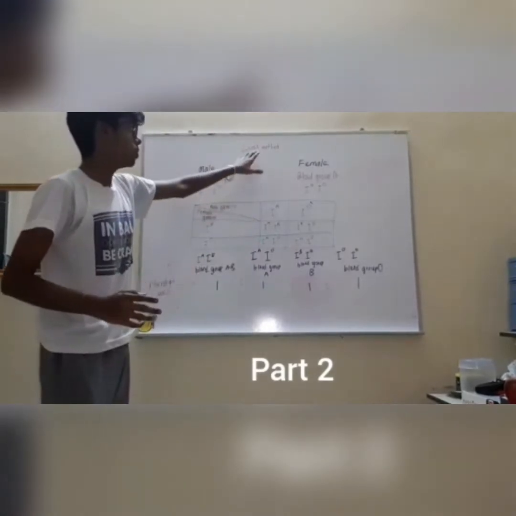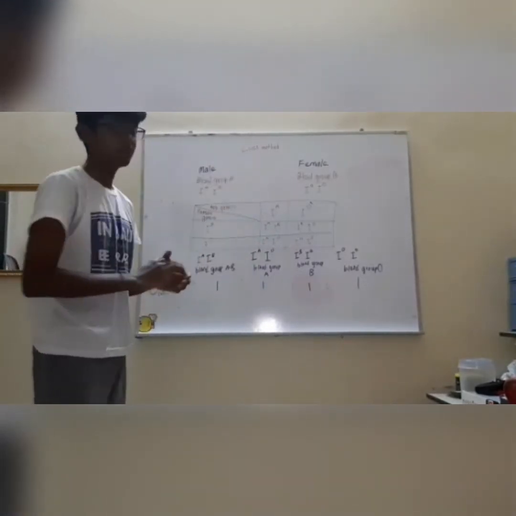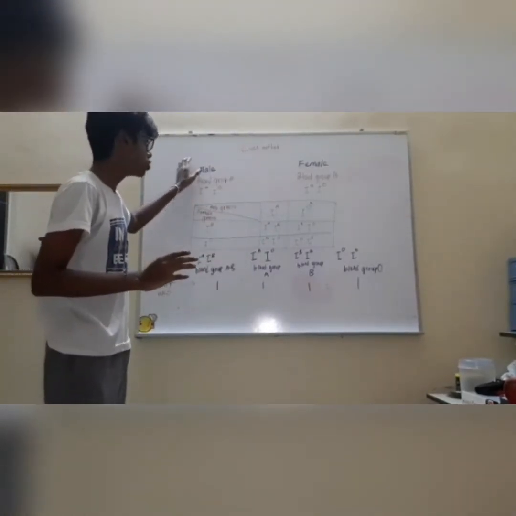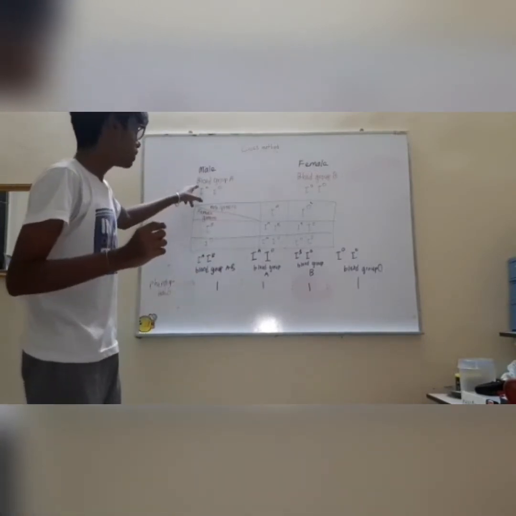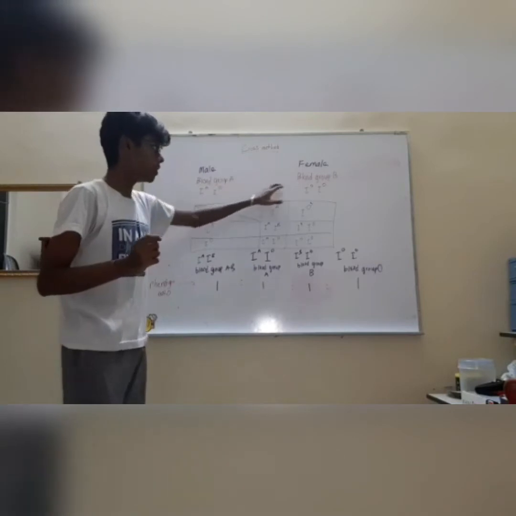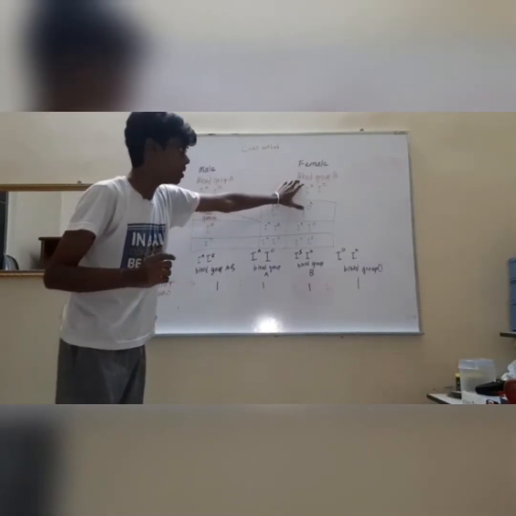This is part 2 of the video. It's the second most important thing, the cross method. We're going to take a good example of a male from blood group A and a female from blood group B. We know blood group A is made up of a combination of IA and IO, and blood group B is made up of a combination of IB and IO.